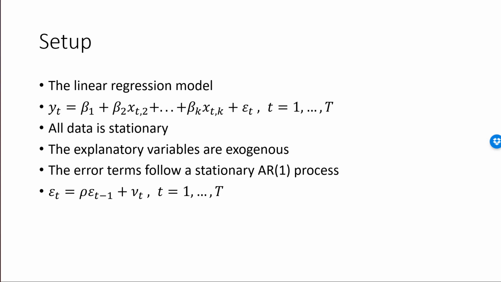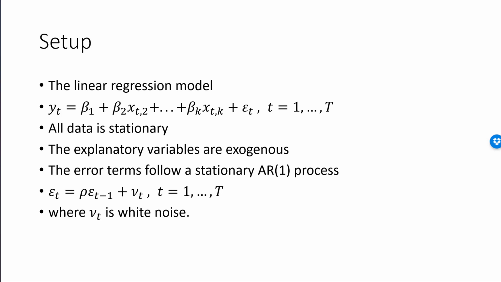The AR1 process for the error terms is assumed to be stationary, so the rho parameter must be between -1 and 1, not including -1 and 1. We also assume that the second error term, nu t, is white noise. White noise, remember, just meant that it has expected value 0 and there is no correlation between the nu t's.